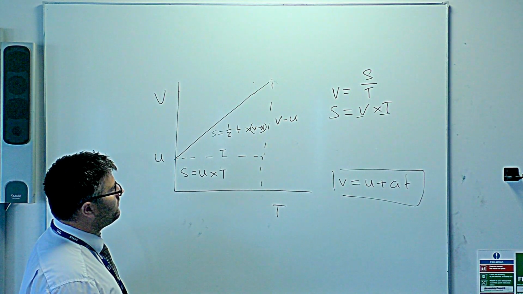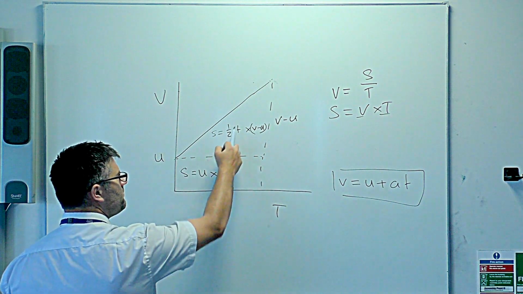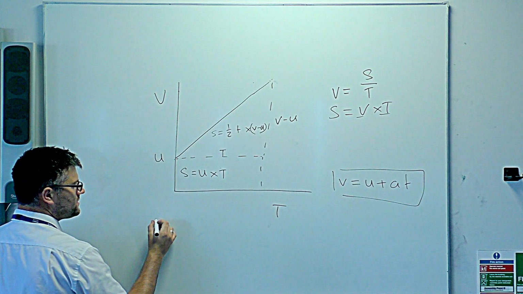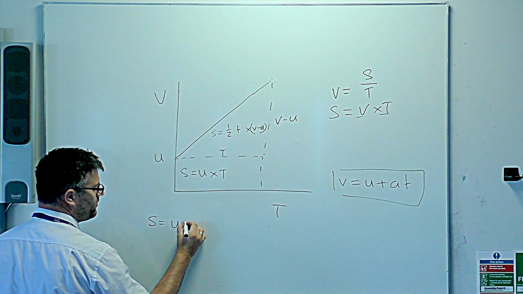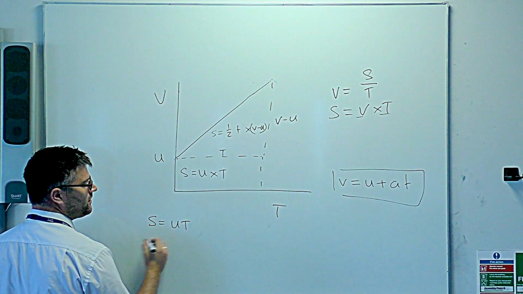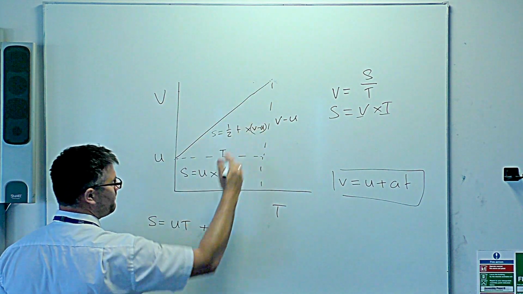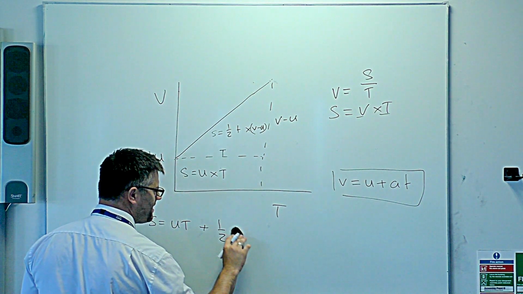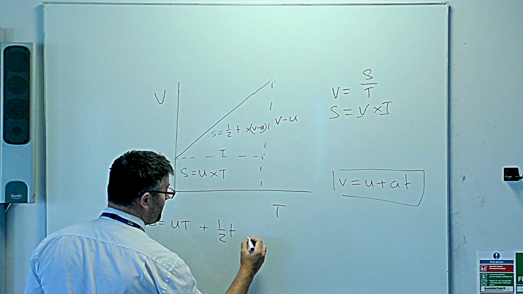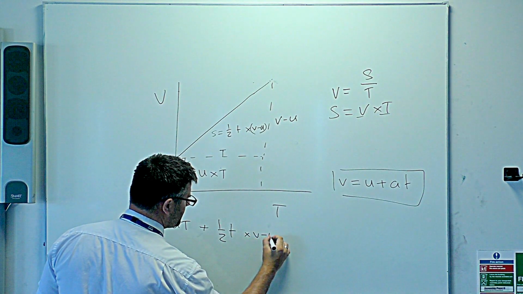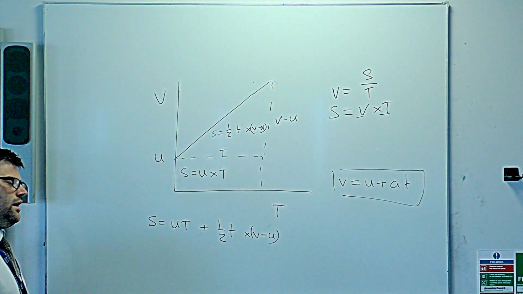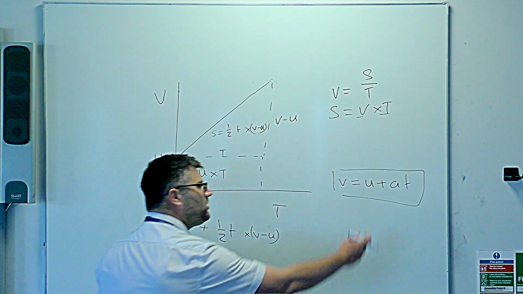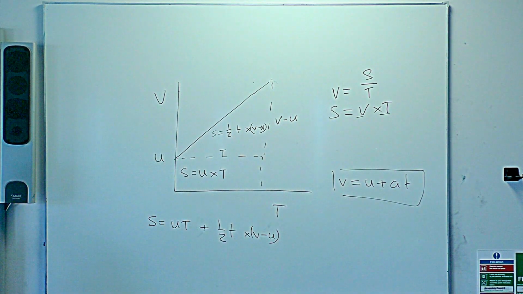Okay, so we've got two equations here that we'll join together. So s is going to be equal to ut, right there, plus this bit right here, a half t times v minus u. Okay, well, there's a lot of terms there. Let's see if we can narrow this down a little bit. And actually, we can come back to using this equation here.